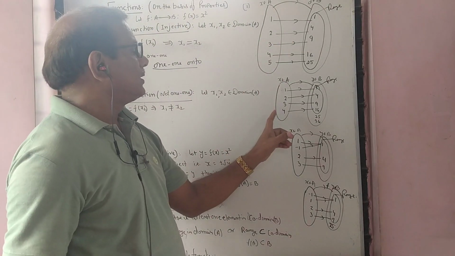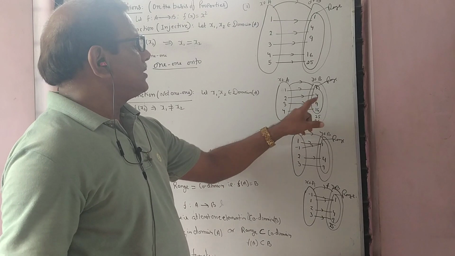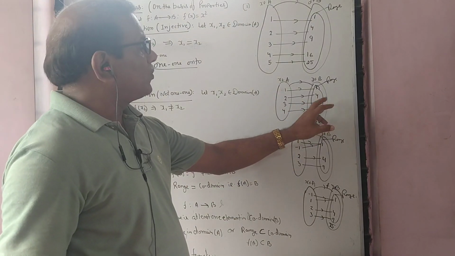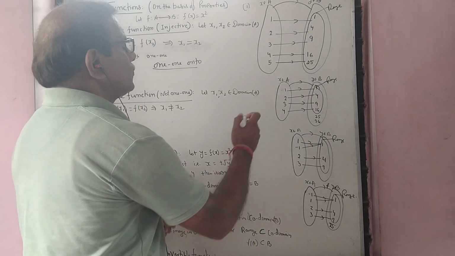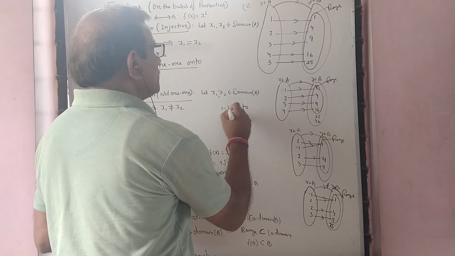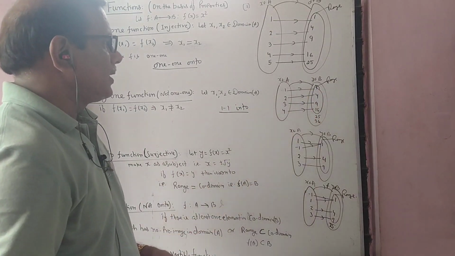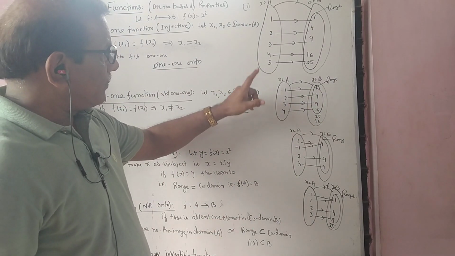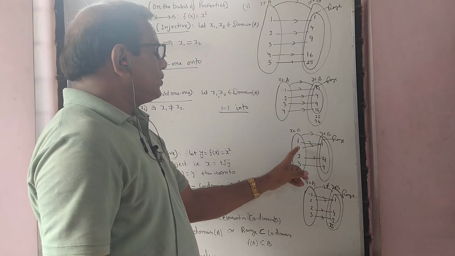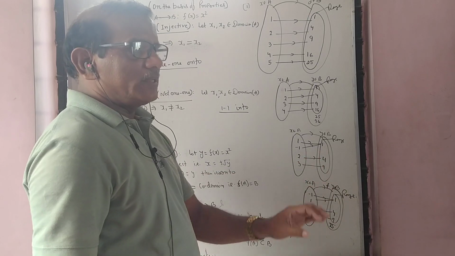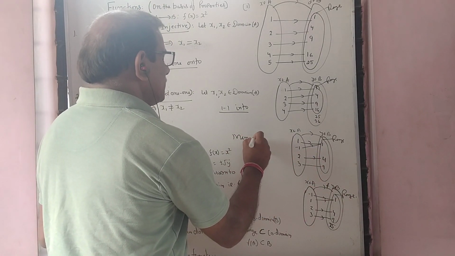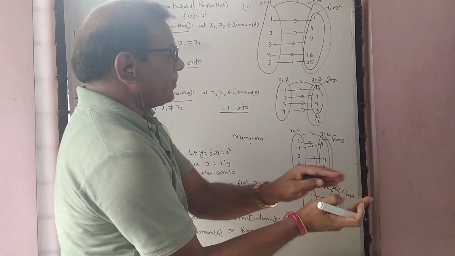See this one, the second one. Different elements have different images, so it is 1-1, and the range is a proper subset of codomain. Proper subset you know. So therefore it is a 1-1 into function. First and second are both 1-1, but one is onto, the other is into. Third one: due to these two different objects having the same image, it is a many one function, and range and codomain are the same.